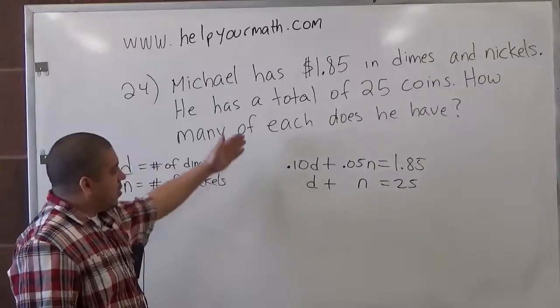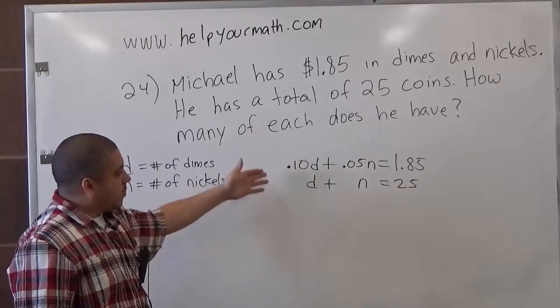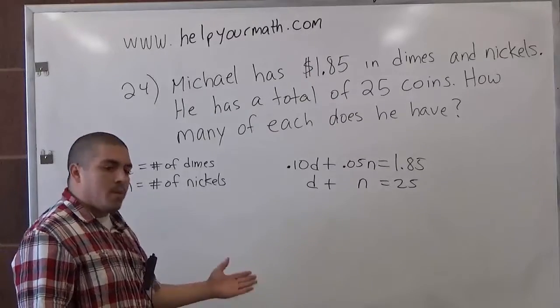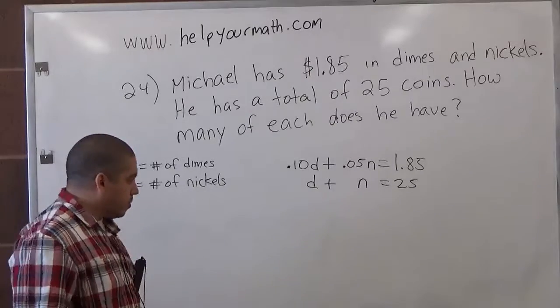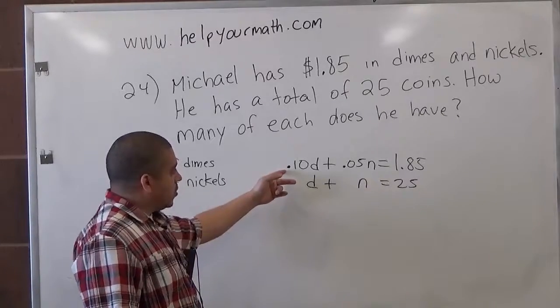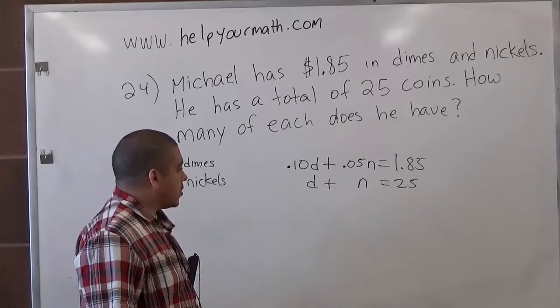So now we have a system of equations. We have two equations with two variables. So what we would like to do is eliminate one of the variables in order to find the other one. The best thing to do when dealing with problems like this that have decimals is to get rid of the decimals first.